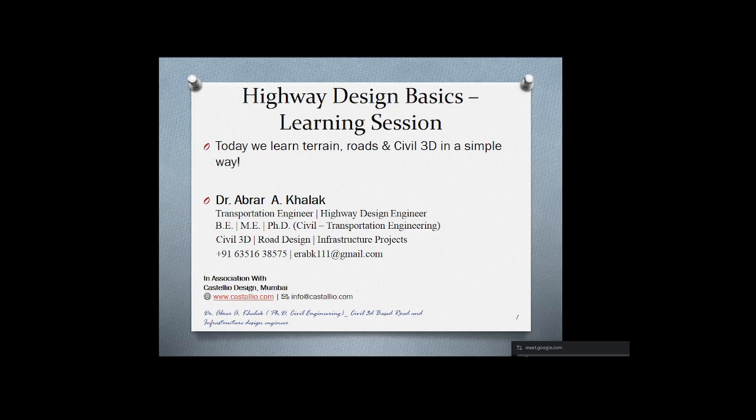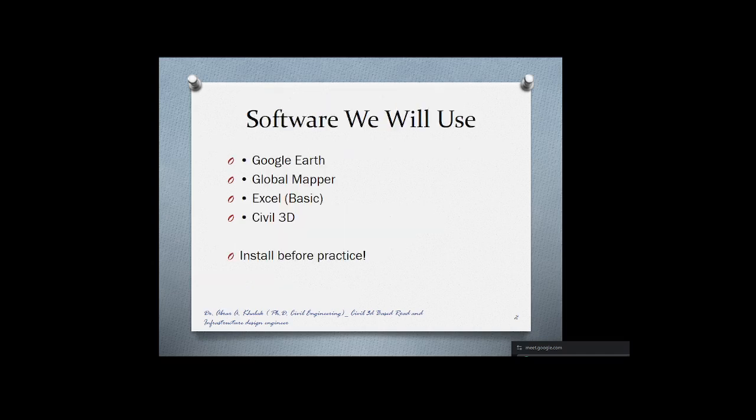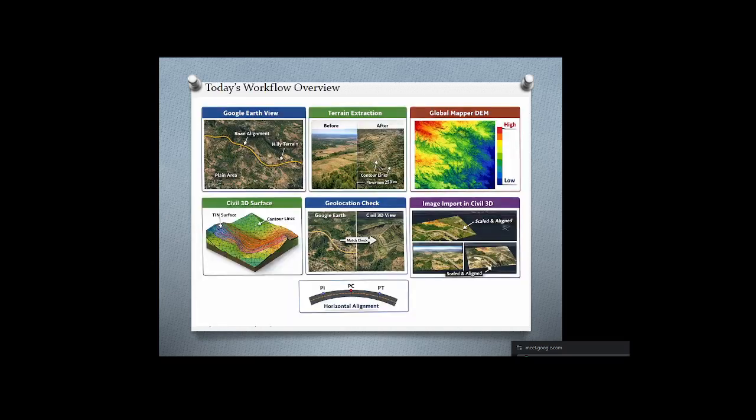But if you are working on a big infrastructure project, a large project, then there is a surveyor team and they will directly provide the data, and with the help of that data you can do the work. But if you are a civil engineer, you must know how to get that data if you don't have it. These are the software you have to use: Google Earth, Global Mapper, some basic Excel, and then we import whatever we get into Civil 3D.